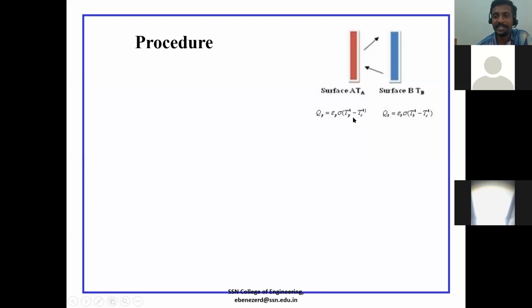All 3 temperatures are known. Emissivity of the black body is 1. The Stefan-Boltzmann constant is a constant. That also we know. And the Q for the test plate and the Q for the black body is what we gave, so that also we know. So the only thing that is unknown in this case is the emissivity of the test plate. So when you equate these two, you can find out directly the emissivity of the test plate. That is the logic that is being used here.